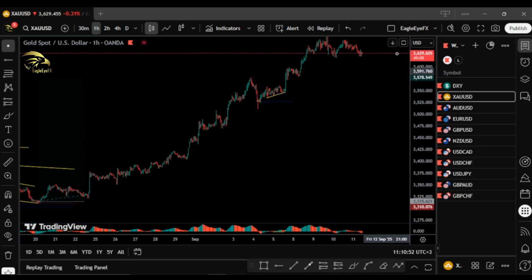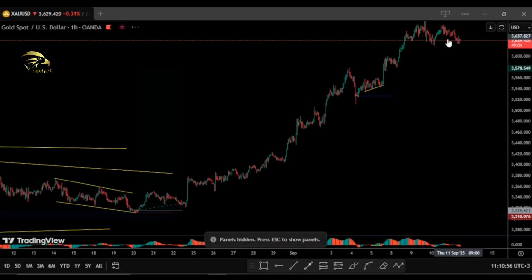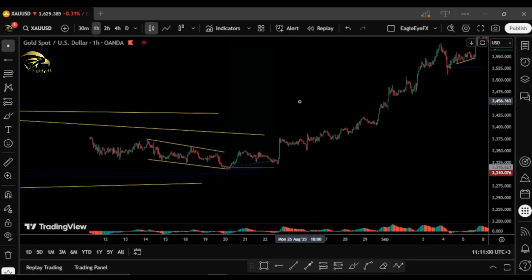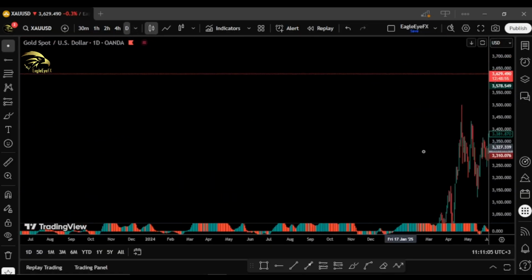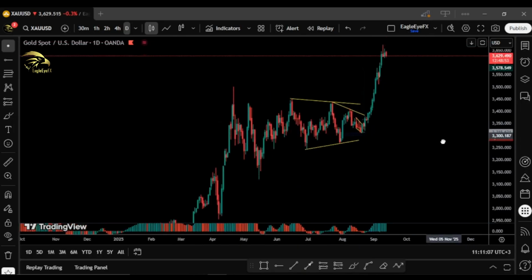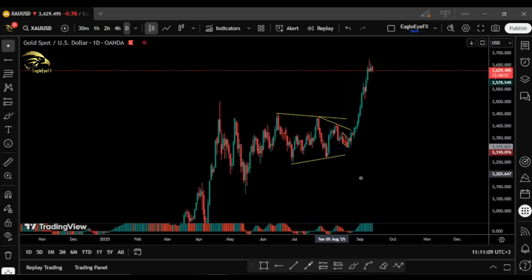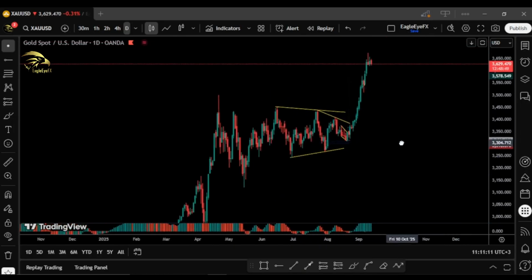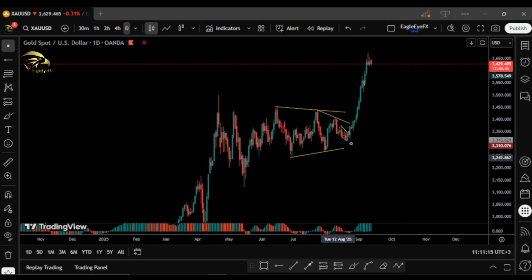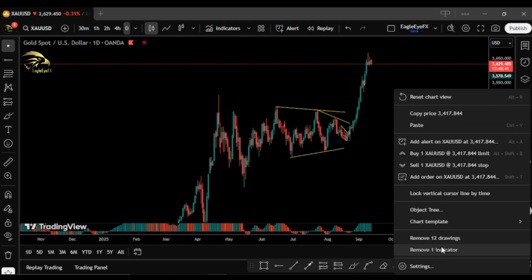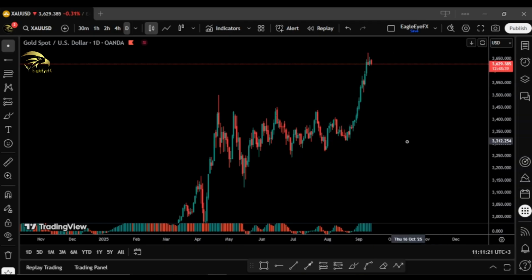So today, let's look at buying. Buy QM patterns. All right, let's look at buy QM patterns. So this is gold. Let me go to the daily time frame. So you can see that, of course, the first thing we want to look at is the market direction. So you can see this move, this is a great move, and there was a QM pattern down here. So let me remove all the drawings.